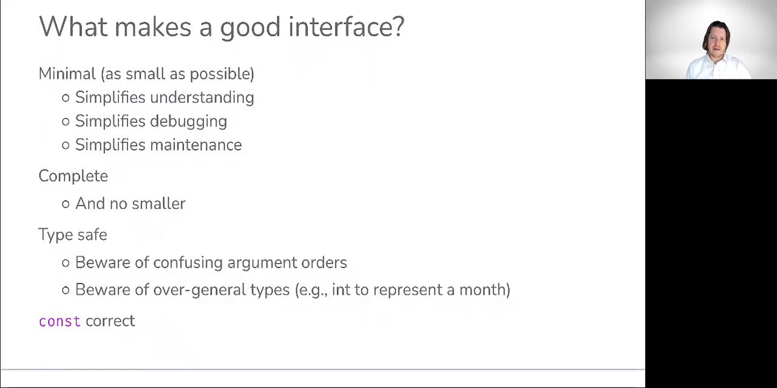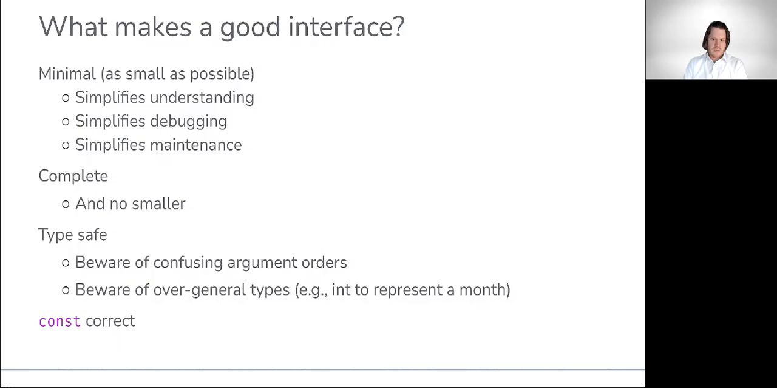This will simplify an understanding as to how objects of our type can be used. It will also simplify debugging as well as simplifying maintenance. Moreover, our interface should be complete in that it will provide the behaviors necessary for objects of the type. In addition to this, it should be type safe in the sense that we're going to essentially avoid confusing argument orders. So we'll try and declare our parameter list to these functions in a sensible and consistent manner.